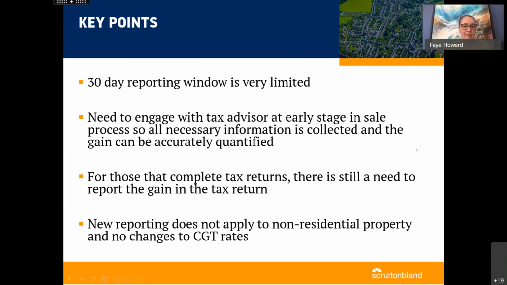And just the final point to make, this of course only applies to residential property. You don't have this reporting regime for non-residential property, and the rates themselves are unaffected.